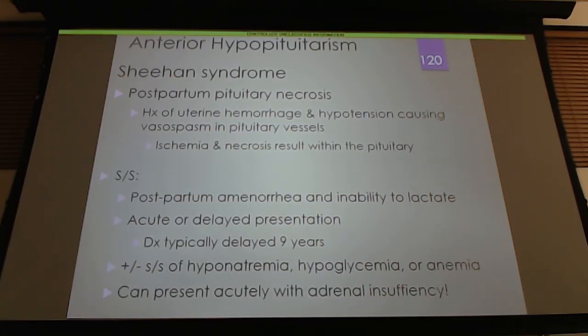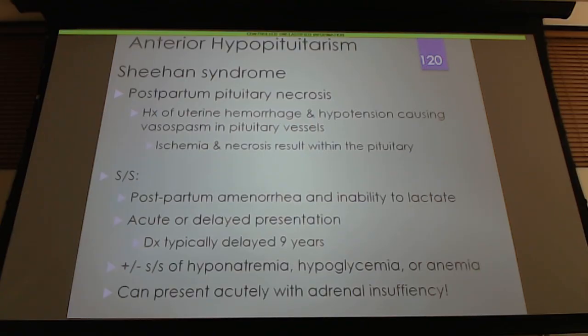So it's a very specific population. And it's essentially ischemia and necrosis of the pituitary. And it happens in women who have a hemorrhage and severe hypertension during delivery, and they require units of blood. And during that incident, they can have damage to the pituitary.